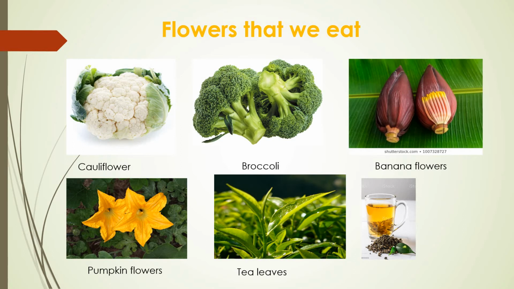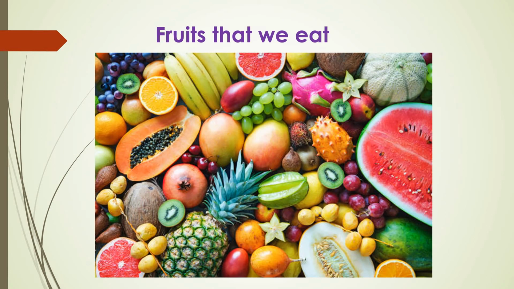We can also eat leaves of tea plant. And in what form do we eat leaves of tea? In the form of tea. So these are some of the flowers of some plants that we can eat to get our food. We can also eat fruits of some plants. Fruits such as apple, mango, banana, pumpkin, grapes, oranges. So there are whole lots of fruits that we get from different plants and we can eat these fruits to get our everyday food.